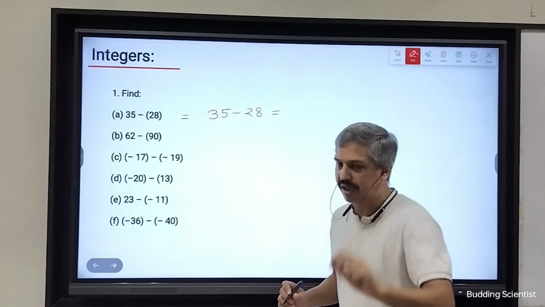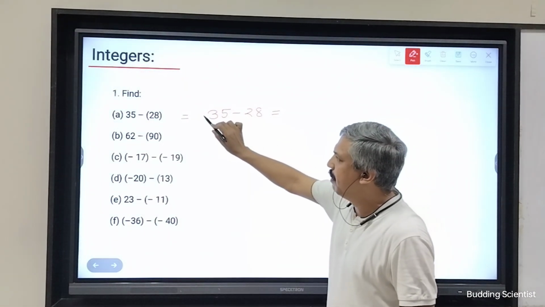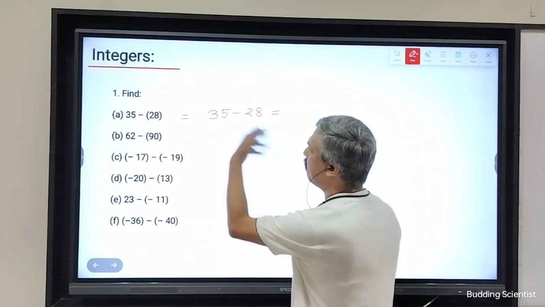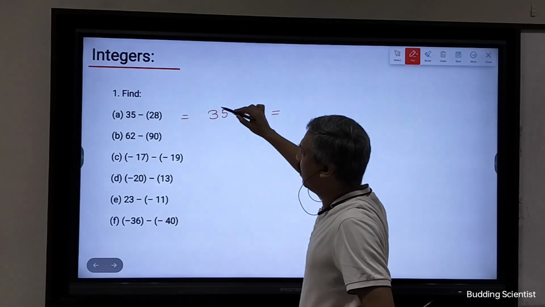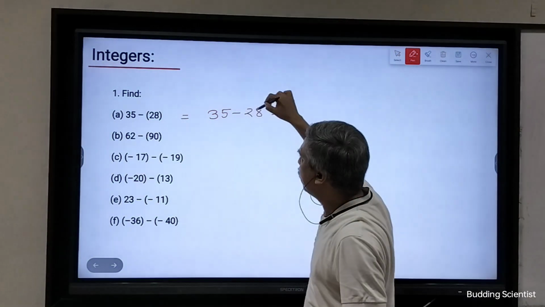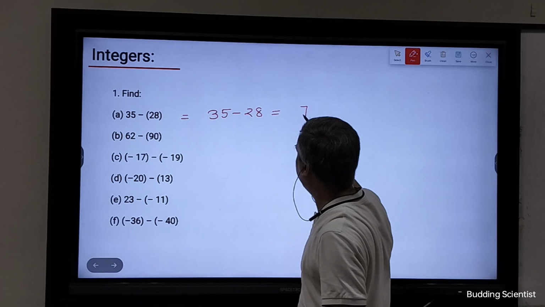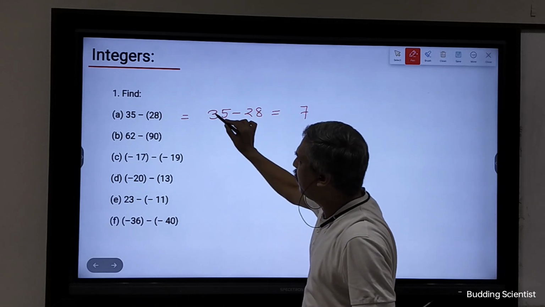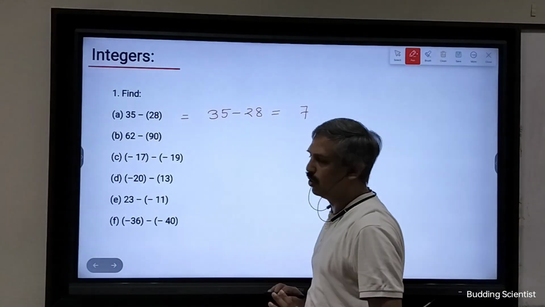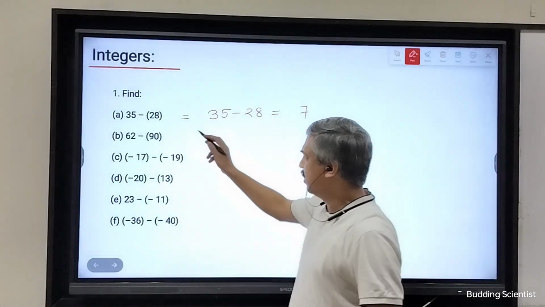The important point is, whenever we have one number positive and the second number negative, identify which is the bigger number. Forget the signs, which is the bigger? 35 is bigger and 28 is smaller. From the greater, subtract the smaller, so we get 7. And the sign shall be of the bigger number. So the bigger number is positive, this answer is also positive. You can understand this here.